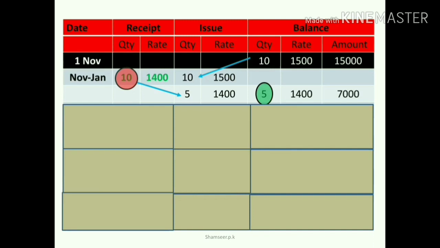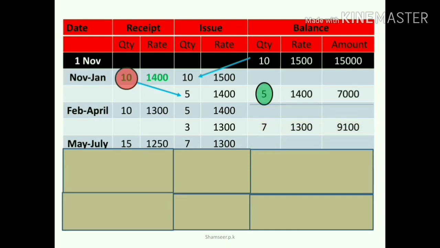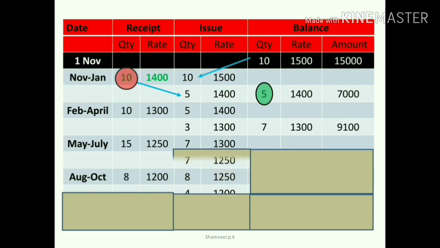The next quarter, February to April, you can see they bought 10 units and they want to issue 8 units. For those 8 units, this 5 is taken out of the previous balance, and they want 3 more units that will be taken from the latest purchase. So the balance is how much? 7 units at 1300. So like that, this process will continue.